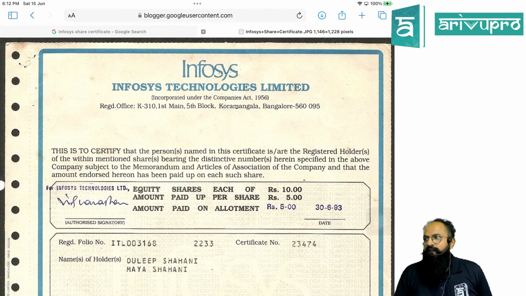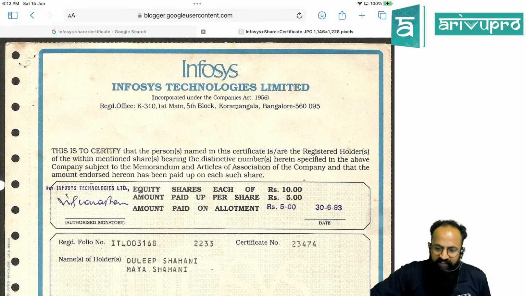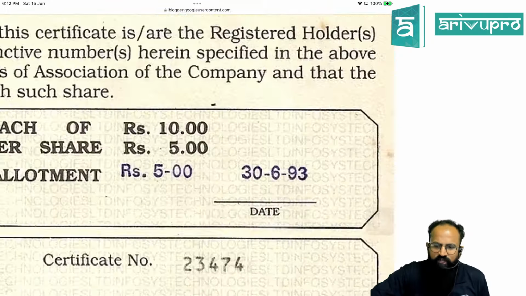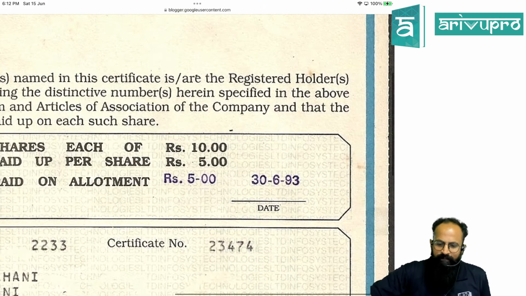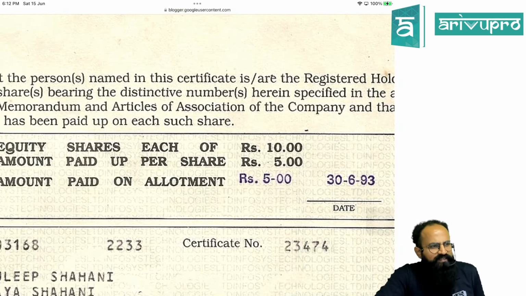Okay, this is a share certificate, an original share certificate of a company called Infosys. And when was this issued, sir? This was issued on the date 30th June 1993. Now, you will be seeing it in your ledgers, no? Something called a folio number and all. What is that folio?